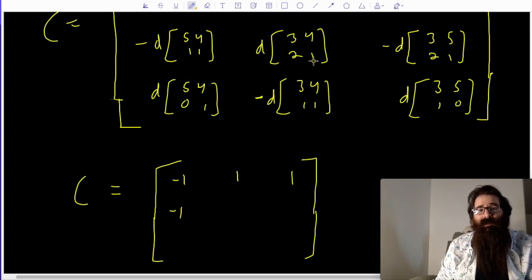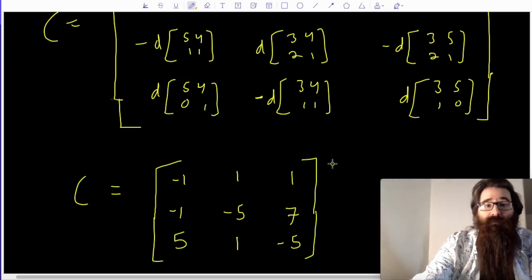Next, I'm going to have 3 minus 8 gives me negative 5, and I keep it the way it is. Then next, I'm going to have 3 minus 10. 3 minus 10 gives me negative 7, but I have to flip the sign to a positive 7. Then last row, 5 minus 0 gives me 5. Keep it the way it is. Next, I have 3 minus 4 gives me negative 1, but I got to flip the sign, so it's positive 1. And then here I have 0 minus 5 is negative 5, and I keep it the way that it is. So there's my cofactor matrix.